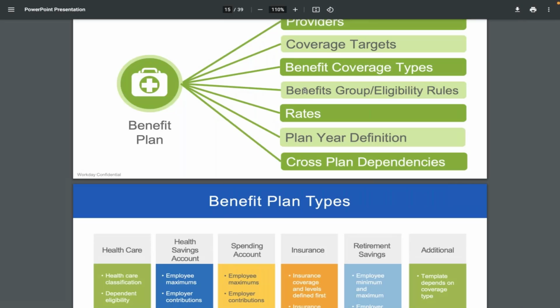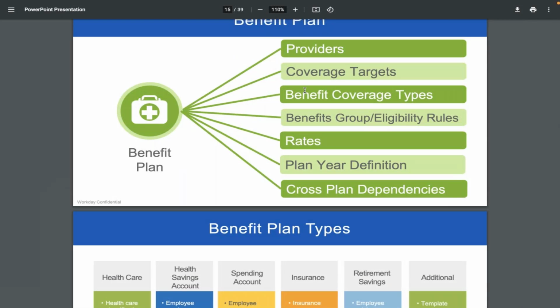And then benefit group or eligibility rule. Who is eligible for this benefit plan? Only employees working in USA are eligible, or only working employees in USA plus the employee must be full-time, not part-time. Only employees in USA plus full-time plus regular employees are eligible, not continuous. These we can create through eligibility rules and benefit group eligibility rules. To make it simple, it defines who is eligible for the plan.